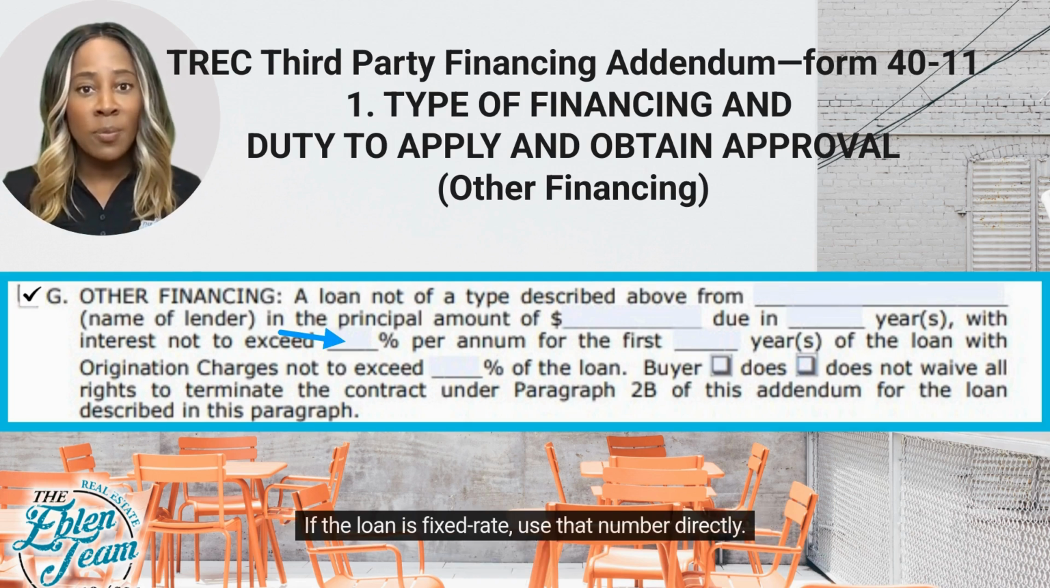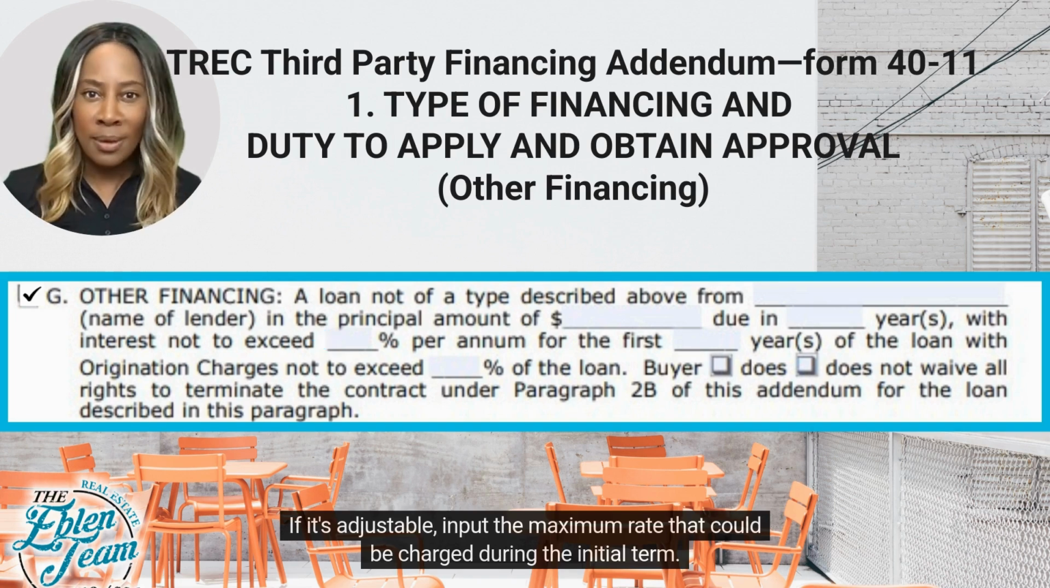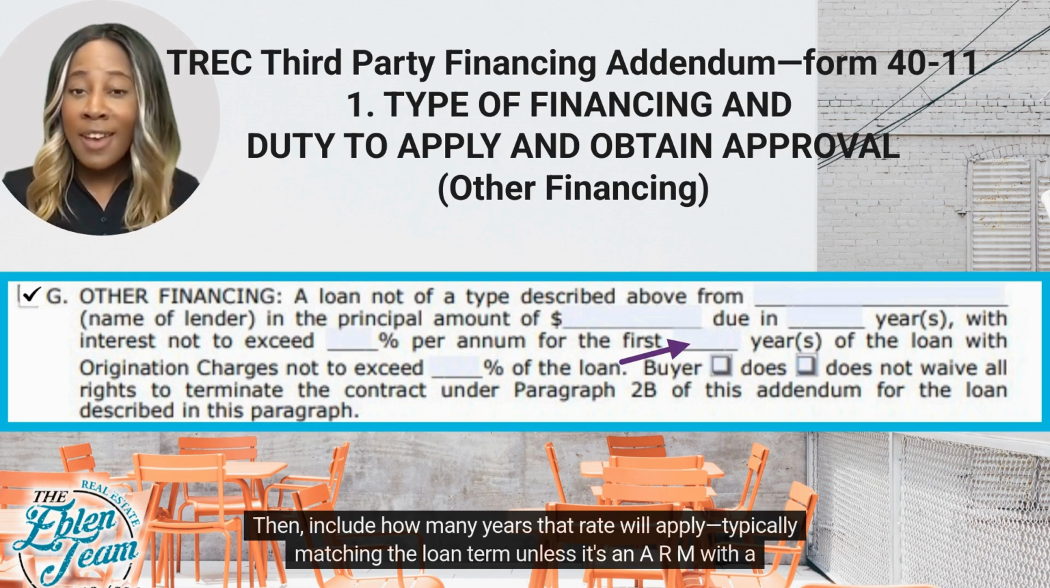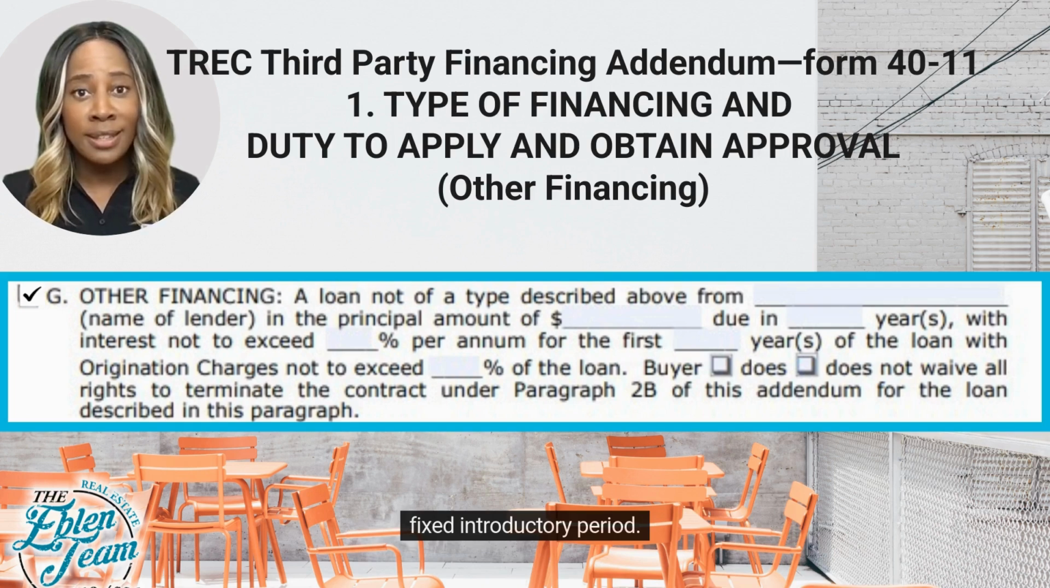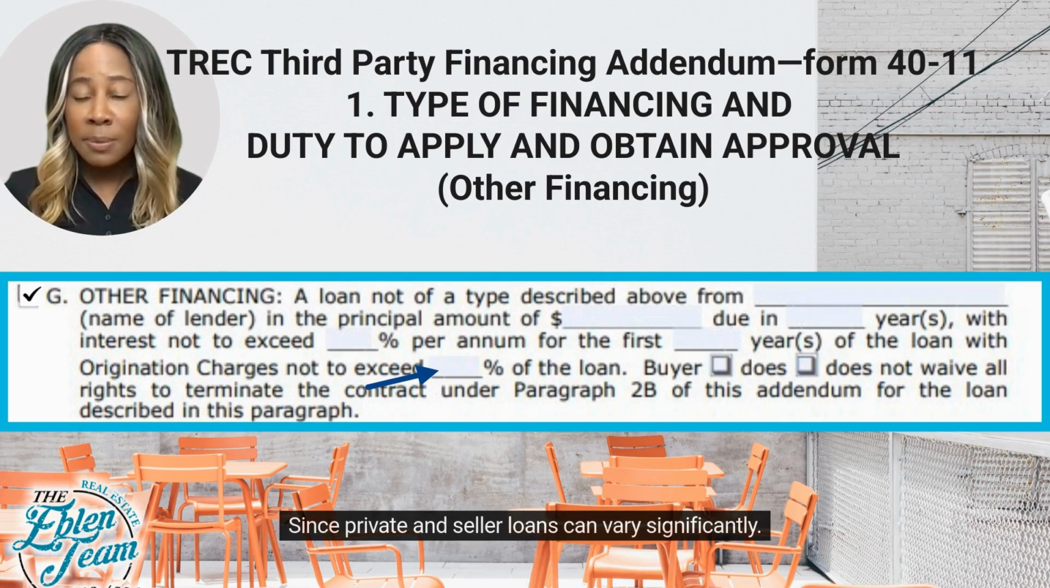If the loan is fixed rate, use that number directly. If it's adjustable, input the maximum rate that could be charged during the initial term. Then include how many years that rate will apply, typically matching the loan term unless it's an ARM with a fixed introductory period. You'll also need to state the maximum percentage the lender is allowed to charge in origination fees, since private and seller loans can vary significantly.